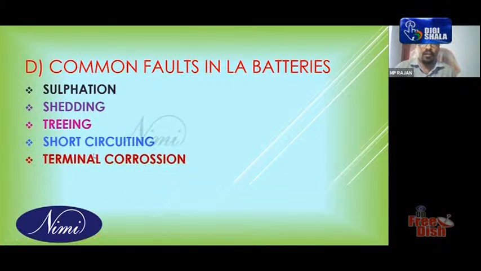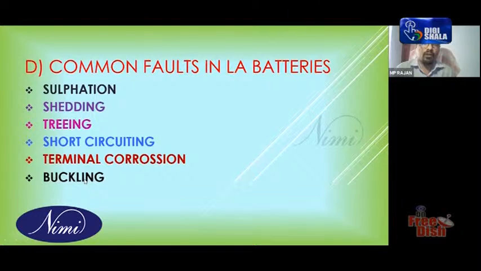So terminal corrosion, if your spillage is there, electrolyte is coming out especially in the flooded type cell, and if it is terminal may get corrosion or overheating. If an overheating is there, that time also your terminal will.